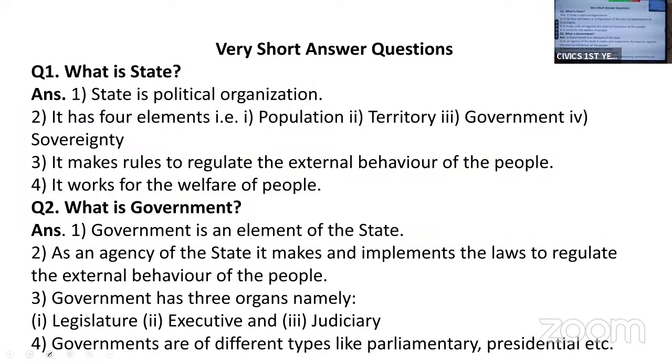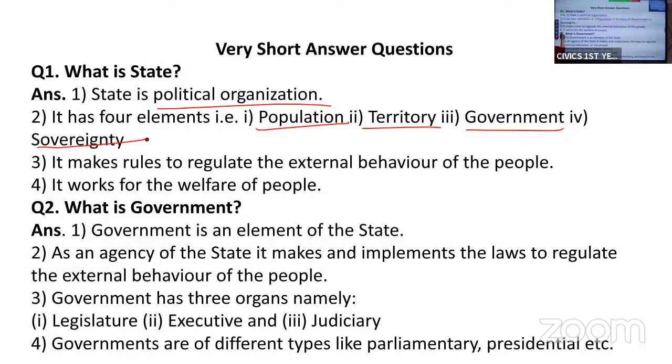Now, let us discuss a few very short answers, the most repeated, important ones. The first one is, what is state? We have discussed this many times. State is a political organization. If you are learning LAQs and SAQs, it will be easy for you to write VSAQs. So what is state? It is a political organization. It has 4 elements: population, territory, government, and sovereignty. This is the plus point mark. In civics, if you learn LAQs and SAQs, you will be able to answer very short answers.